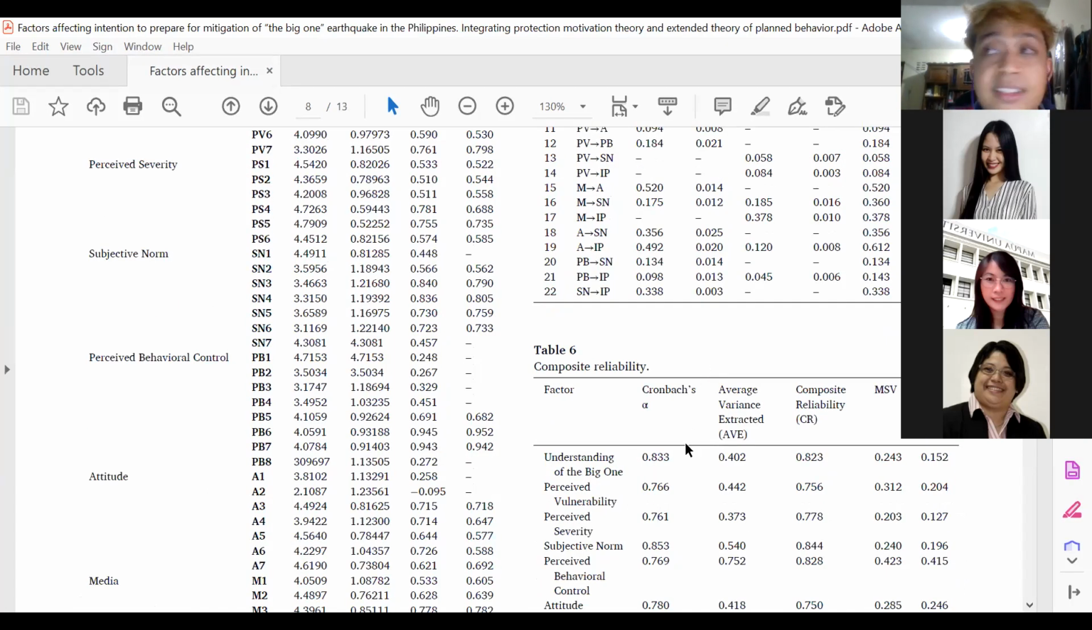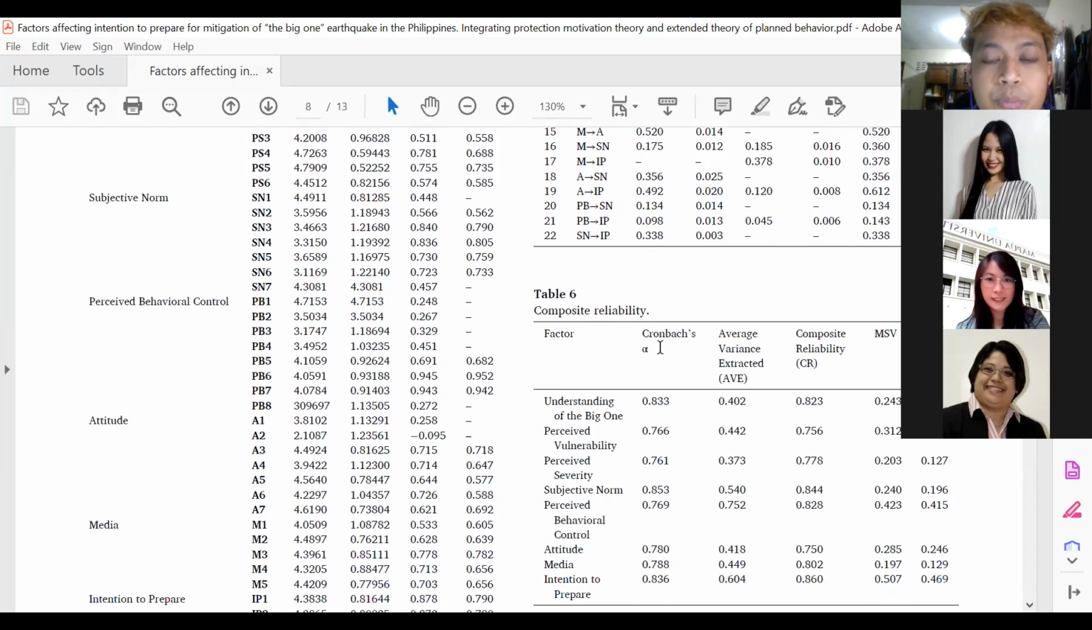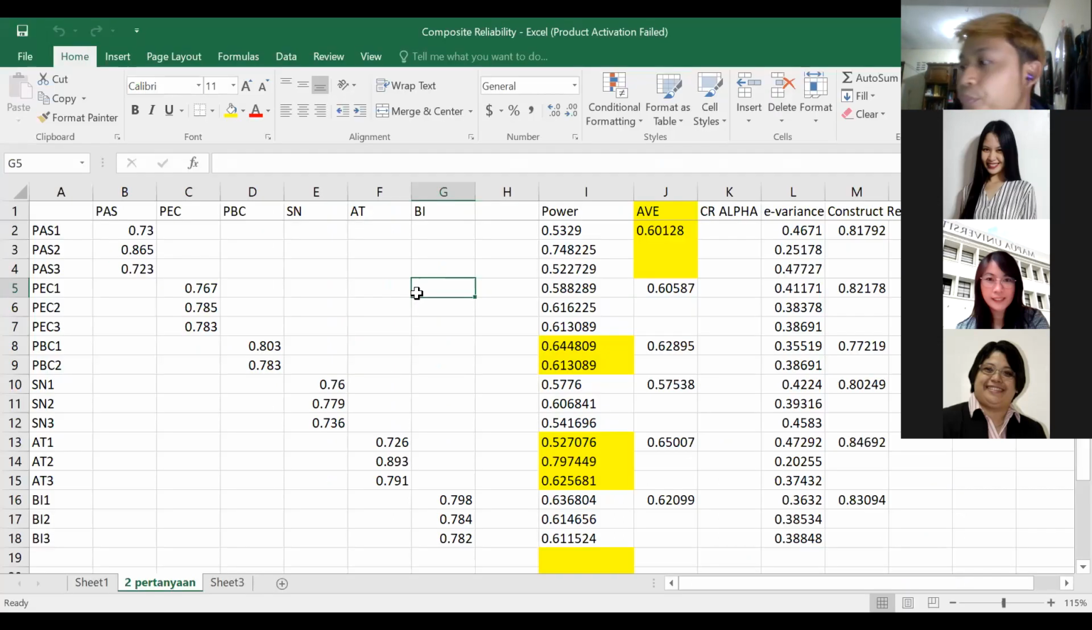Any other questions before I move on? Yes, Dr. Yogi, can you go back to the composite reliability Excel file? The values within the matrix are our factor loadings, right? Yes, this is the factor loading. The next column is the factor loading squared.